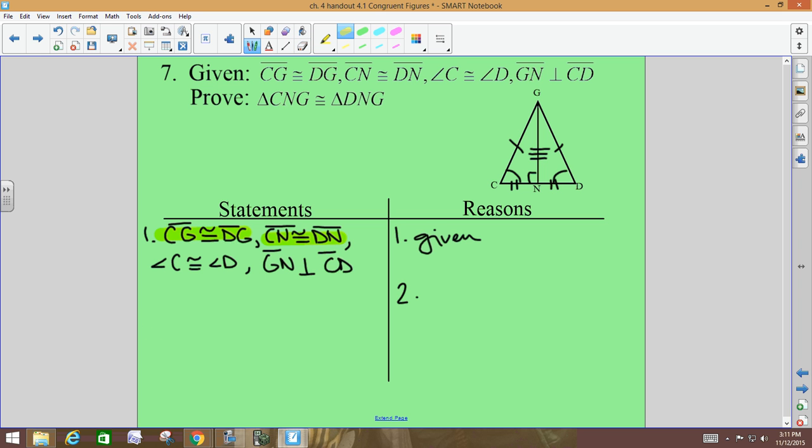This goes way back to chapter 2. It's one of our properties. It's like it's looking in the mirror. What do you see when you look in a mirror? Your reflection. This is your reflexive property.